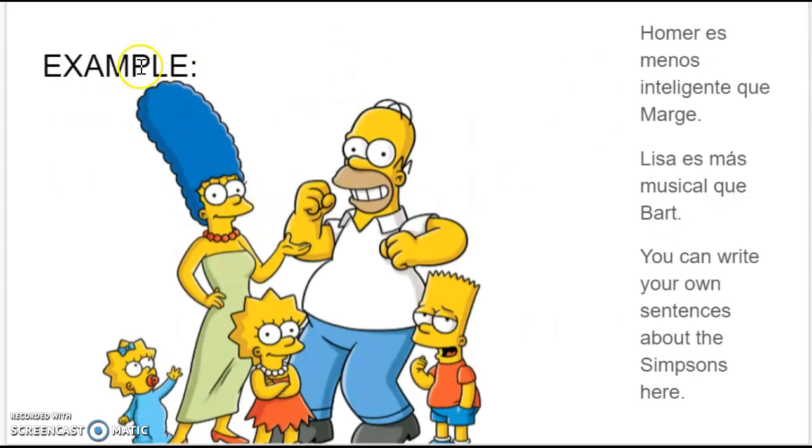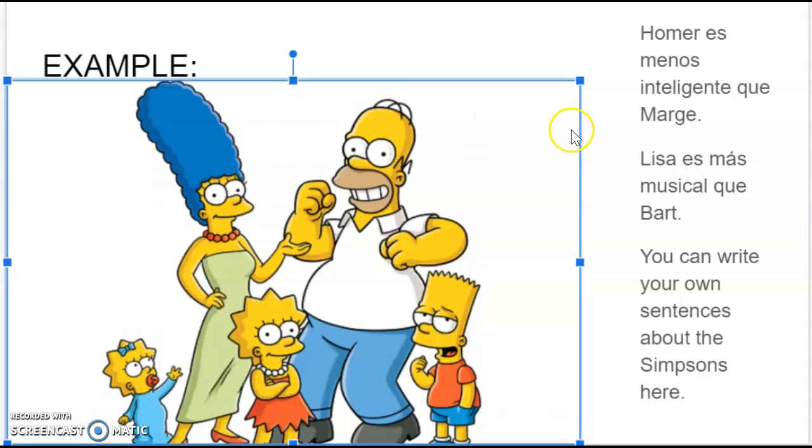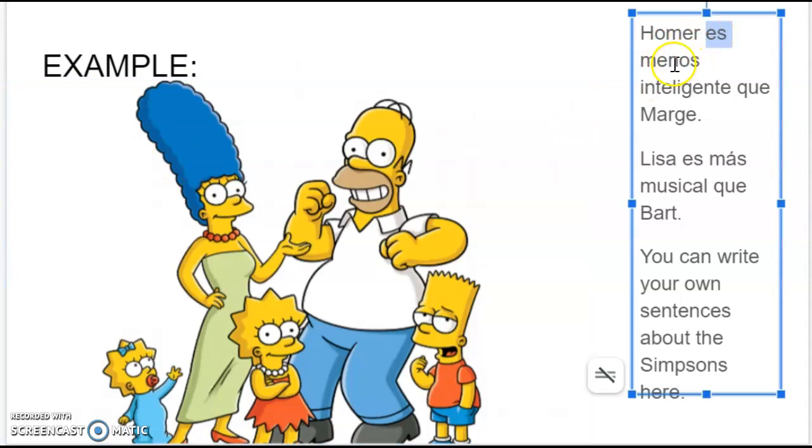So here's my example. I have The Simpsons. So I picked Homer and Marge. So I said Homer es menos inteligente que Marge. So I have that word es because I'm saying he is. And then the word less, inteligente, my adjective, and then the word que, and then Marge, the person I'm comparing him to. Okay. Here I have Lisa es más musical que Bart.